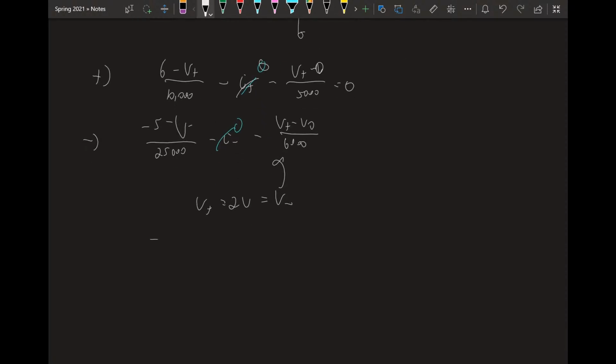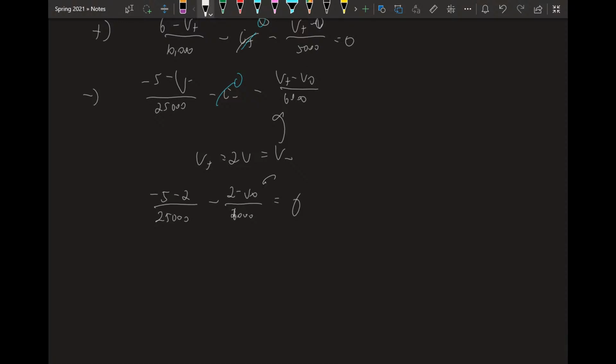Now this equation reduces to negative 5 minus 2 over 25,000, minus 2 minus V out over 6,000 equals 0. And now this equation only has V out. So we can solve for V out equals 16 volts. I out equals V out over the resistance, which equals 16 over 8K, which equals 2 milliamps.